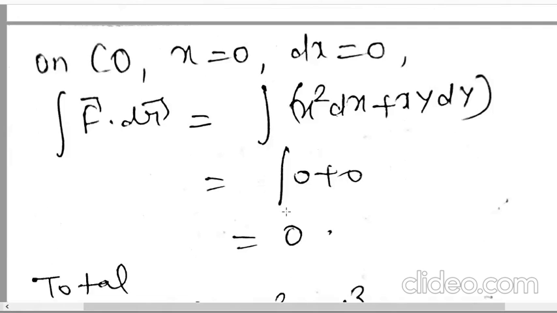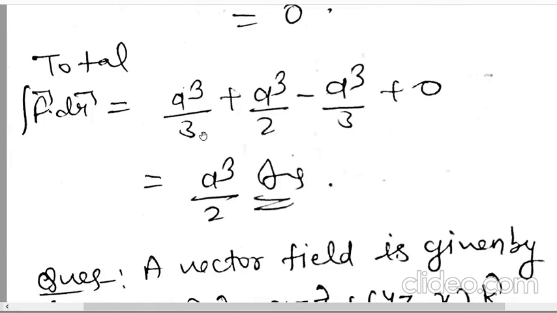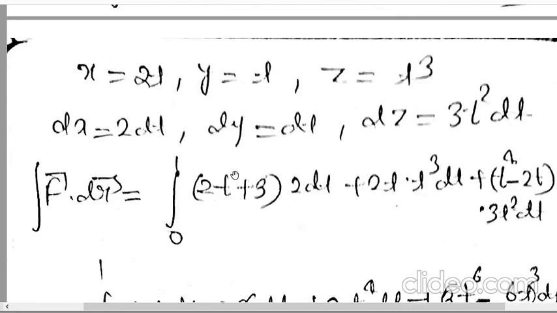So your total answer is a cube upon 3 plus a cube upon 3 minus a cube upon 3 plus 0. So your total answer is a cube by 2. This is your final answer.